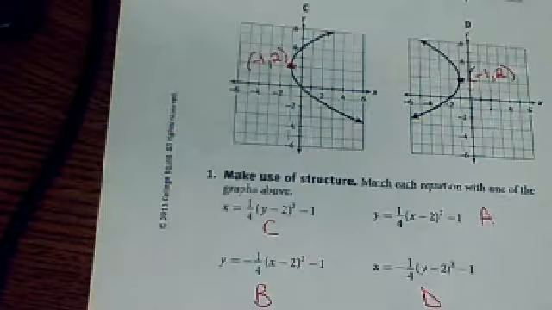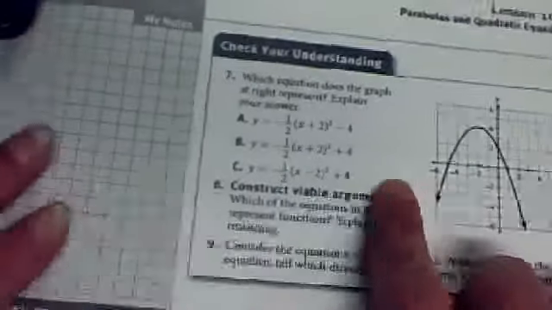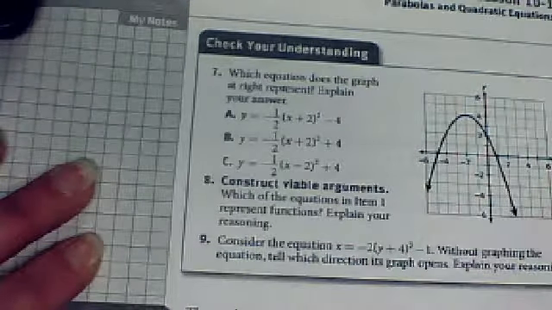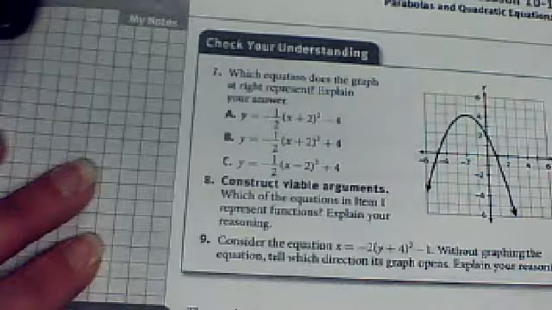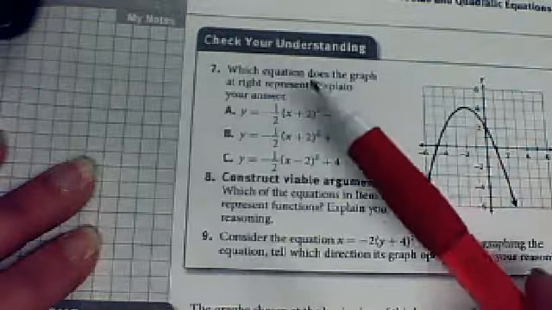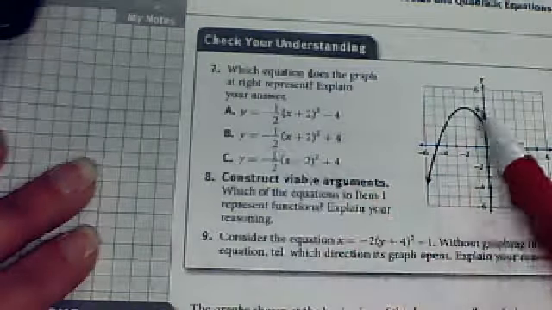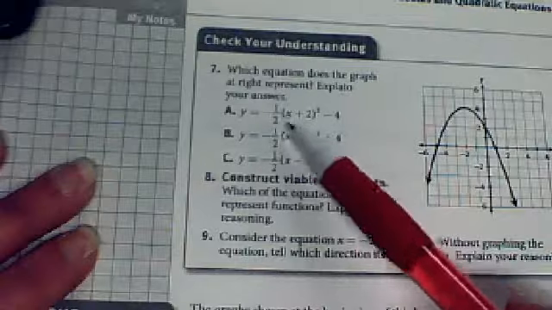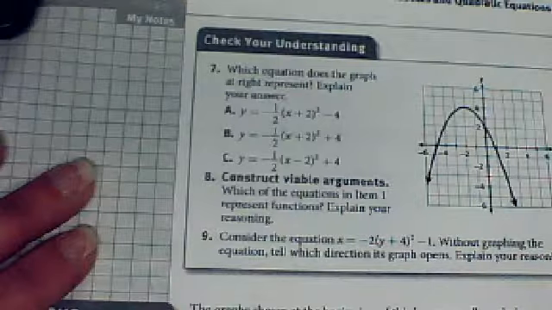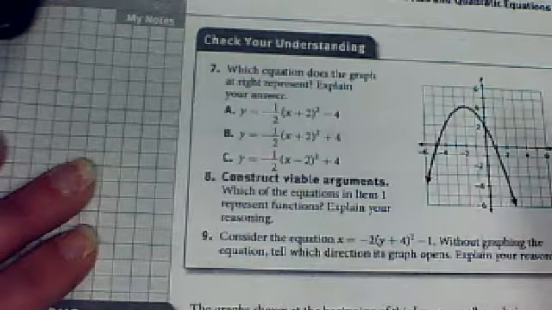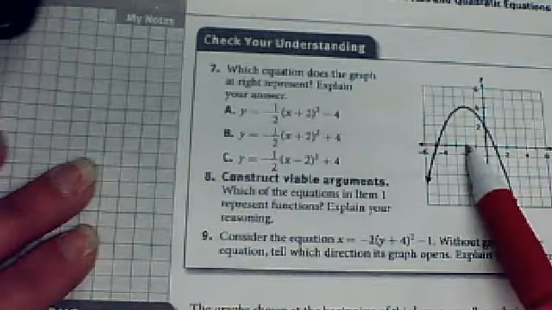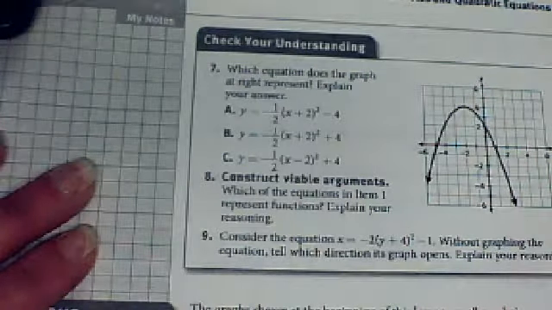Let's see how we did. Which equation do you think represents this graph? Well, let's talk through it after you've had a chance to think. They all have a negative in front, and it's opening down. They all have the same number in the front. How has this graph moved from the origin? Well, it's left 2 and up 4.